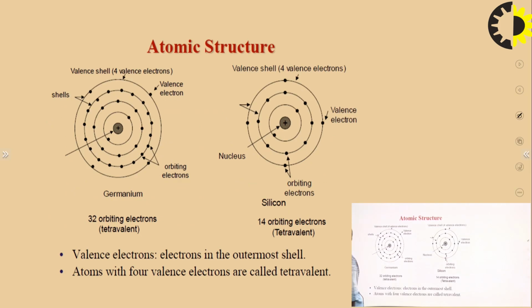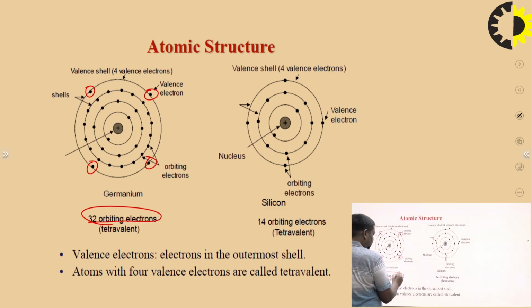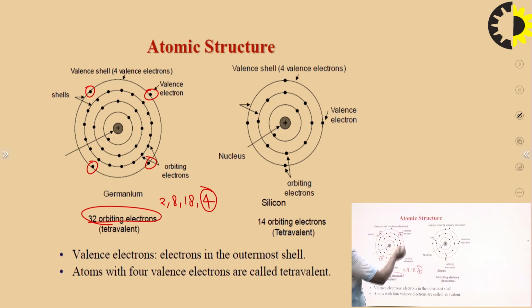This is the atomic structure of germanium or silicon. This is germanium, atomic number 32. Look at the last orbit electrons: 1, 2, 3, 4. The configuration is 2, 8, 18, 4. So this is the configuration of germanium. You can see the valency is 4, which means the outermost orbit has 4 valence electrons.